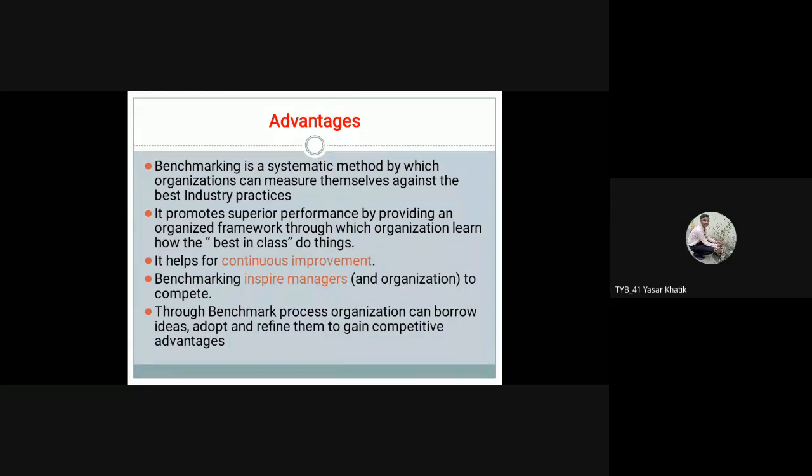आहे याच्यासाठी मदत करतं. Through benchmark processes, organizations can borrow ideas, adopt and refine them to gain competitive advantages. जे काय आपण प्रोडक्ट तयार करण्यासाठी ज्या गोष्टी, borrow ideas, adopt and refine ही जी काही प्रोसेस आहे, already I have defined to you how to just refine our quality of the product throughout this benchmarking process, so it will give some confidence to be in a competitive market sector.